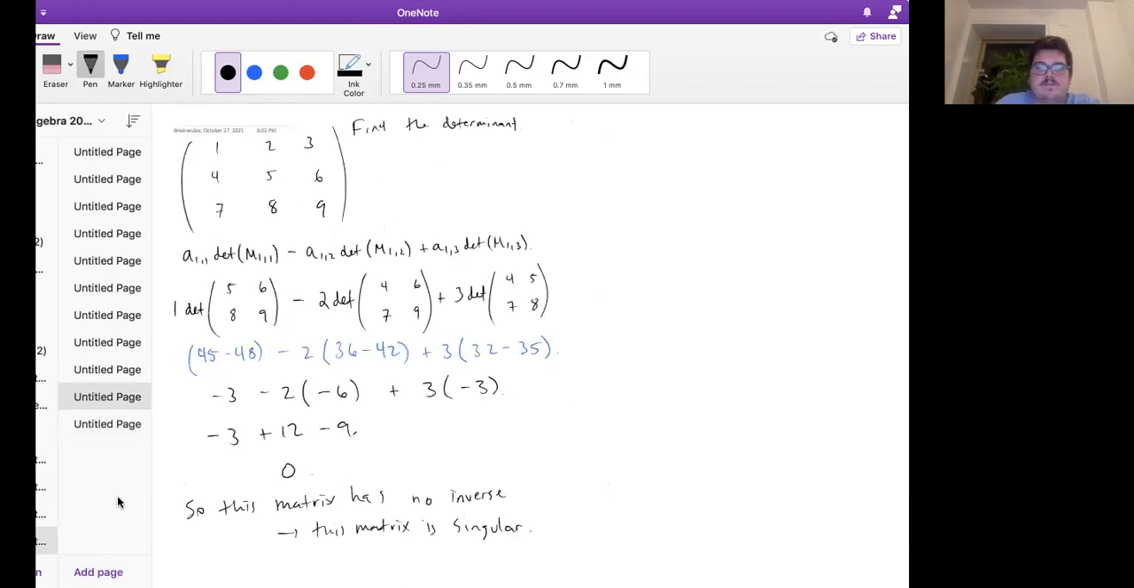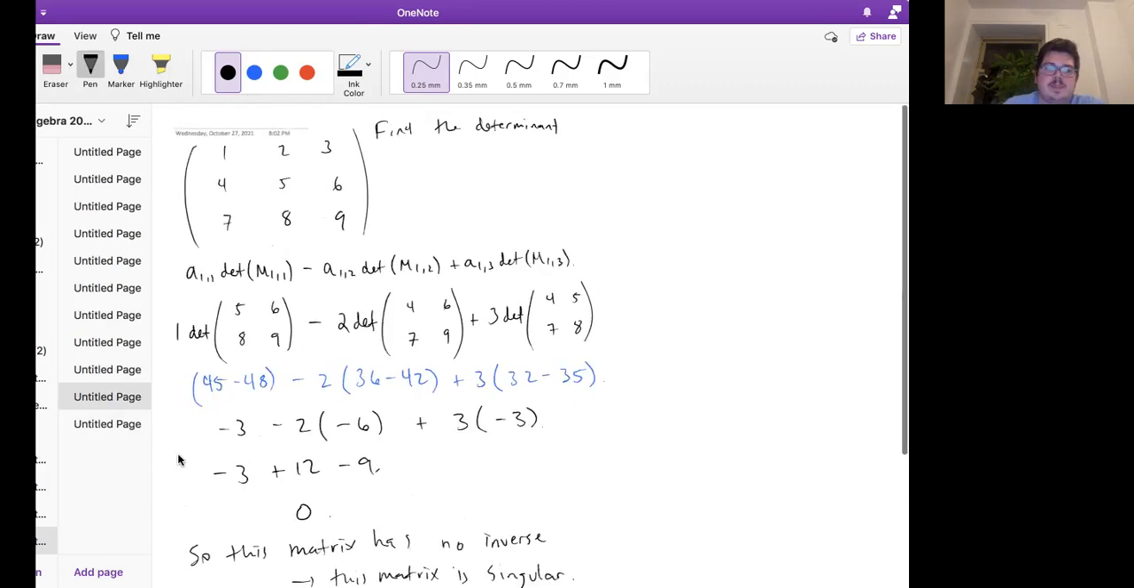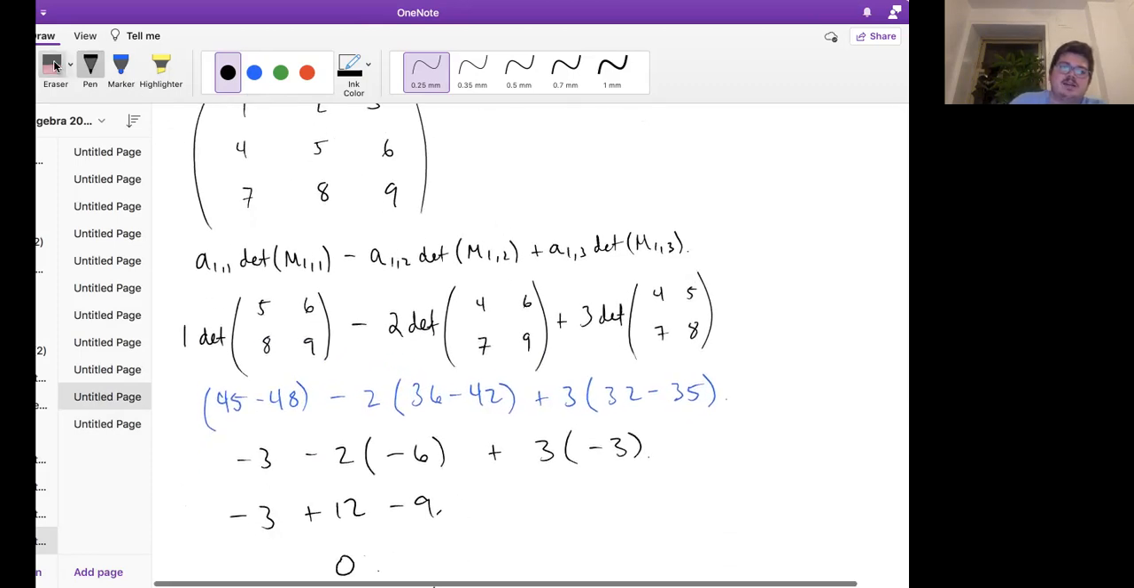Why is it 45 minus 48? Oh, it's 5 times 9 minus 6 times 8. Yeah, you do the product of the diagonal and then minus the product of the off diagonal. So it's AD minus BC.